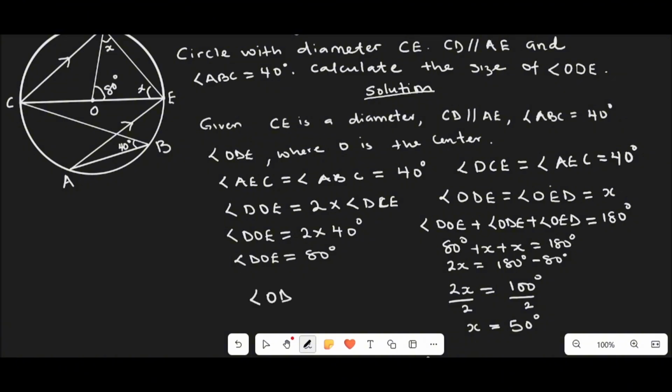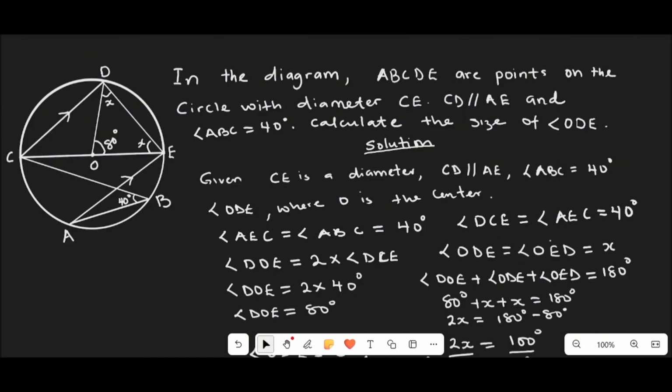which implies that angle ODE equal to 50 degrees.